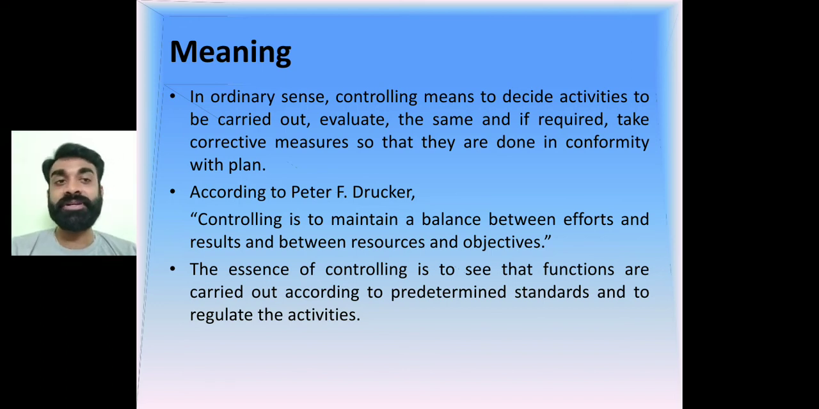So the main essence of controlling is to see that the functions are carried out in accordance with the predetermined standards that we have set in planning, right? And regulate the activities at a particular pace. Okay, right? There are so many meanings given, around 3 to 4, and I have only covered 2: that is, the ordinary sense of the meaning of controlling, and the definition given by Mr. Peter F. Drucker.